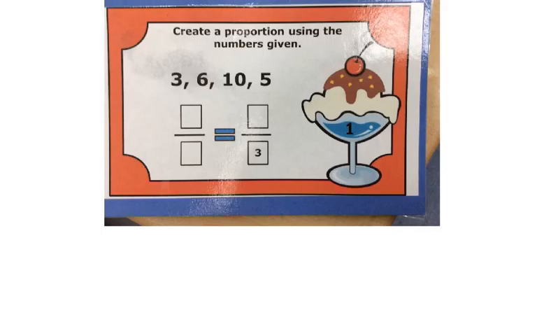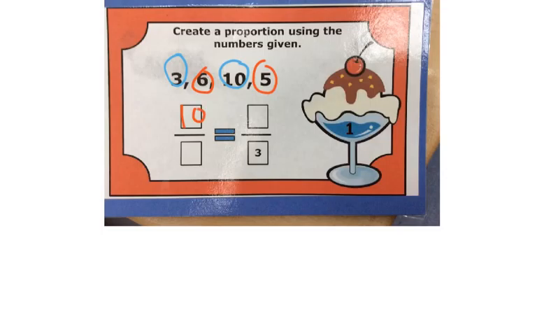Now here's what you should be looking for. You should be looking for numbers that give you the same cross products. So I really want to look at patterns. If I group 3 and 10 together, I get 30, and if I group 6 and 5 together, I get 30. So I see that I have 3 at the bottom here, so that number needs to go with 10.